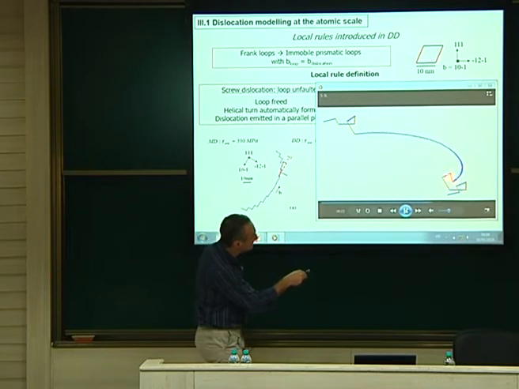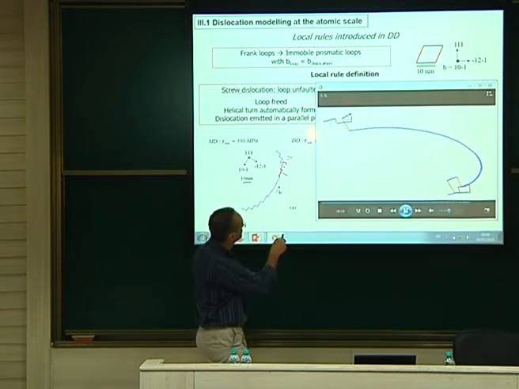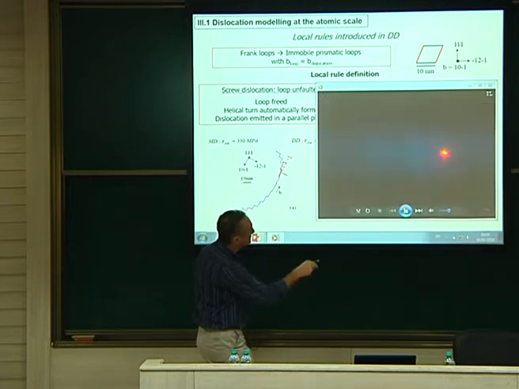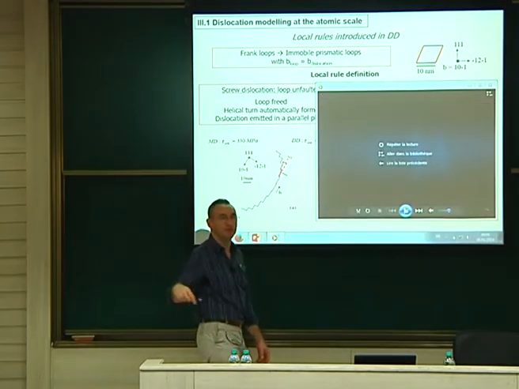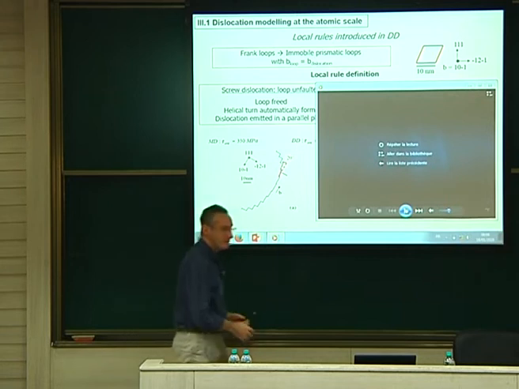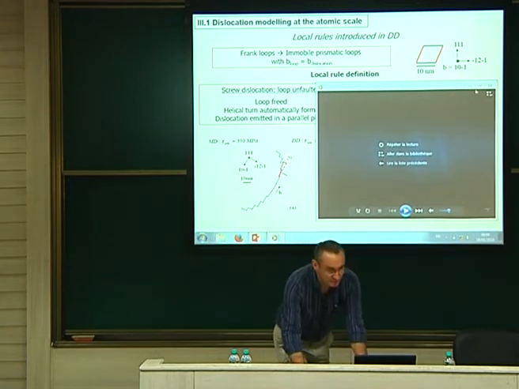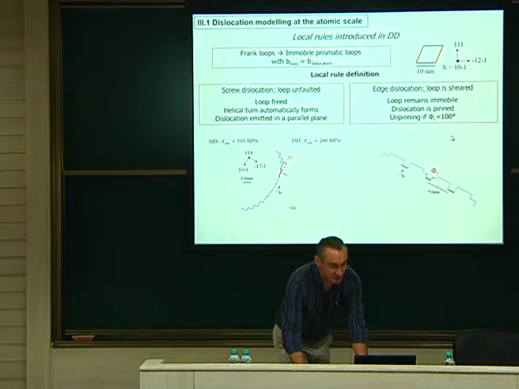And here you can see the kind of jog which looks like a prismatic loop in 3D. So you have a zoo like this, and like this. So you have a double helical turn, okay? So this is for the screw. For the edge, I do something different.